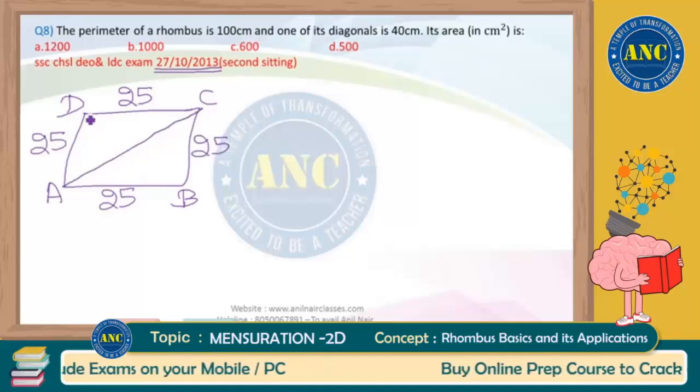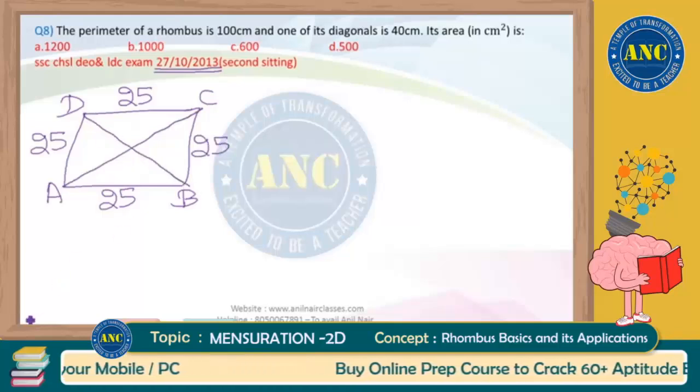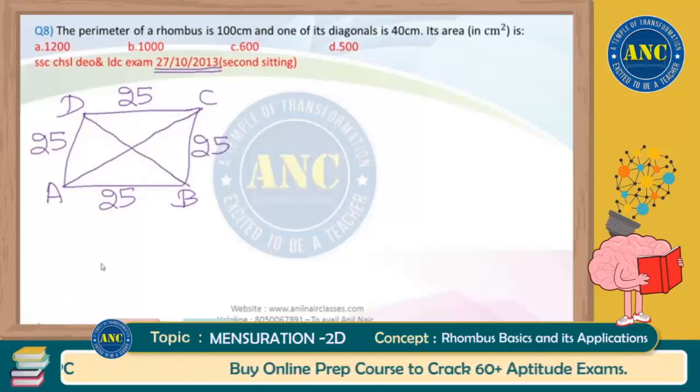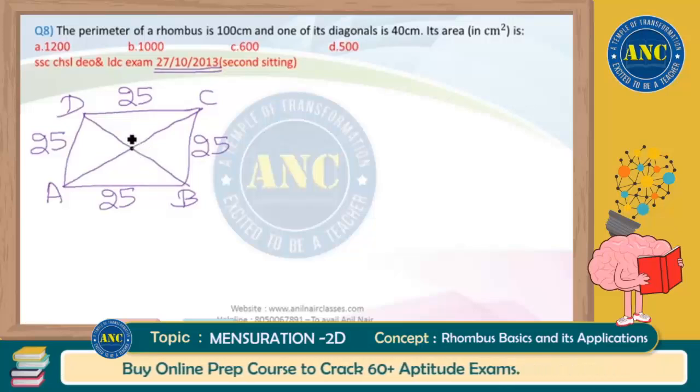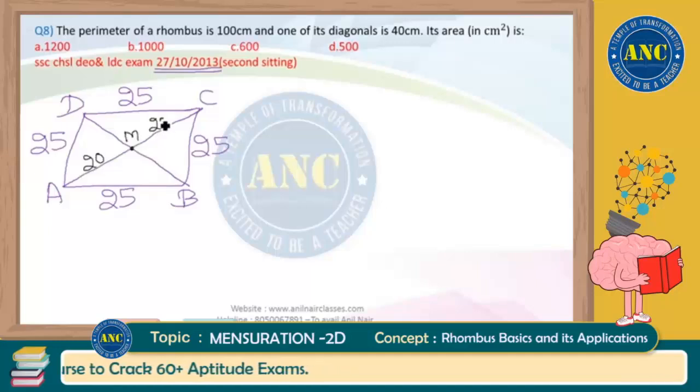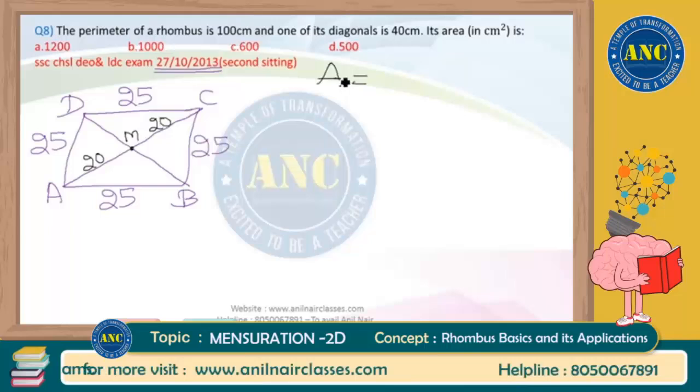If this is one of the sides, let me draw both the diagonals. One of the diagonals is 40. That means if this is my midpoint M, this will be 20, this also will be 20, total 40. Its area I need to find. First of all, let me find the other diagonal value.